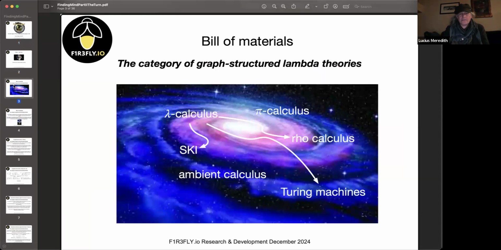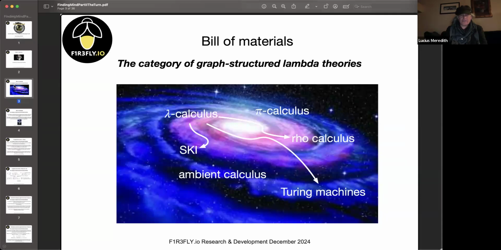In order to do that, I need a basic framework. So the bill of materials is the category of graph structured lambda theories. In the category of graph structured lambda theories, we find all of the known models of computation. And this is a very interesting perspective, right? As I mentioned in the last talk, having this vantage point where we can see all of the models as a single mathematical universe of discourse is quite new.